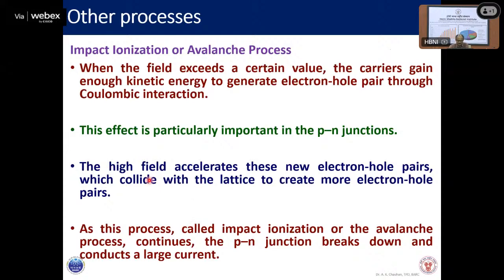I will once again repeat: the high field accelerates these new electron hole pairs, which collide with the lattice to create more electron hole pairs. As the process called impact ionization or the avalanche process continues, the PN junction breaks down and conducts a large current.